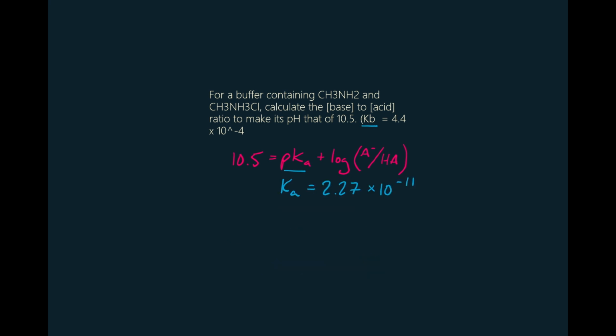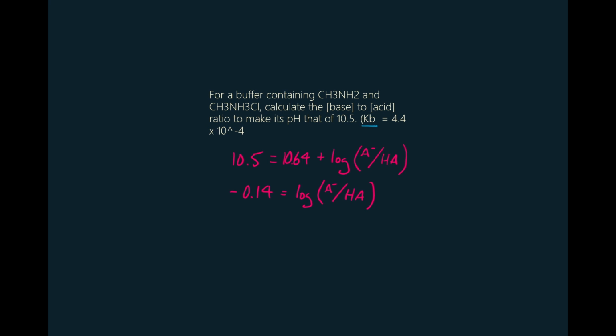Now to go from Ka to pKa, we'll just take the negative log of the Ka, and we'll plug that value into our equation. Since the question is asking us to find the base to acid ratio, we don't need to individually find the A- and HA. In other words, we're all set.